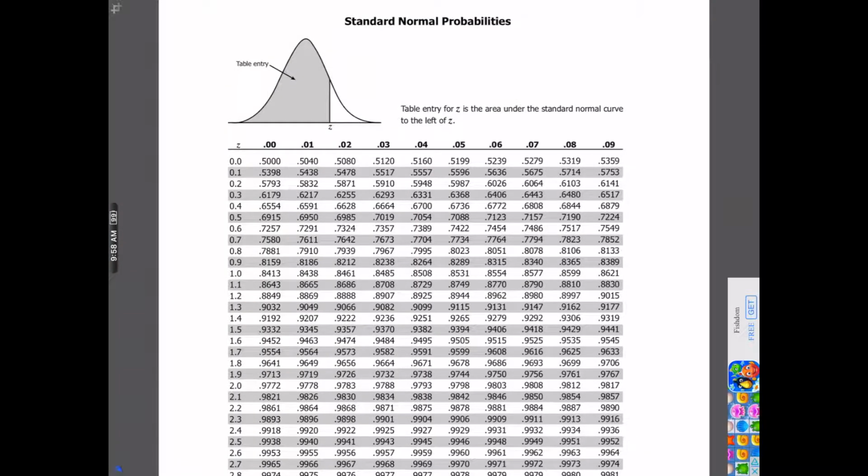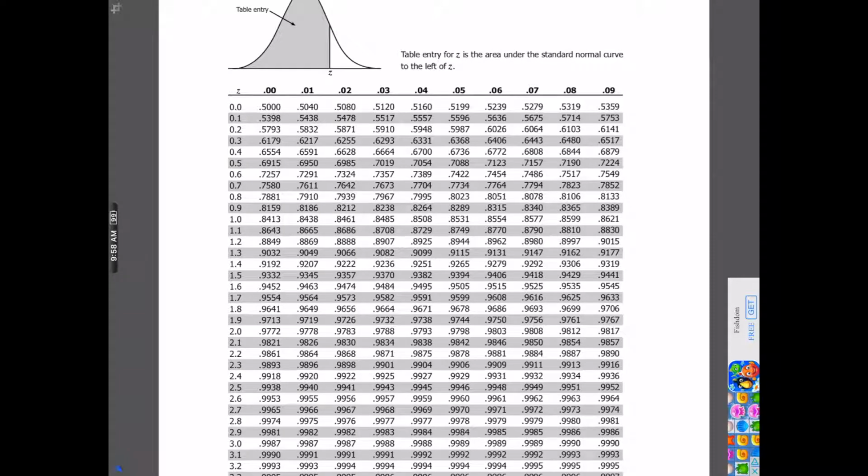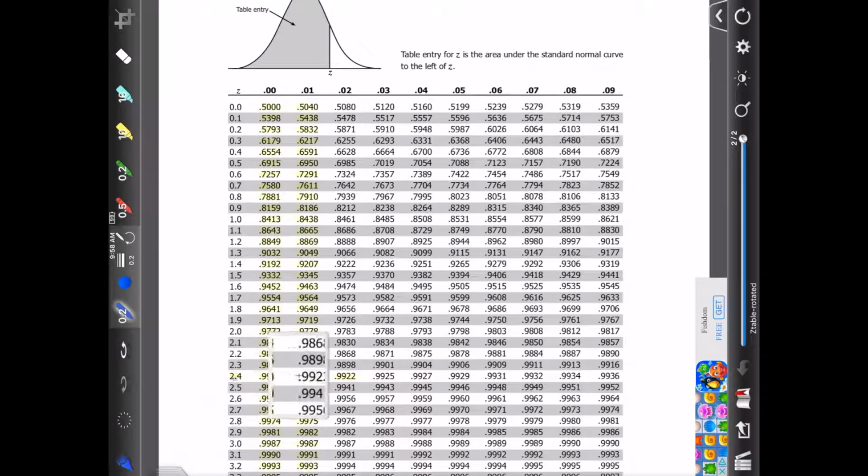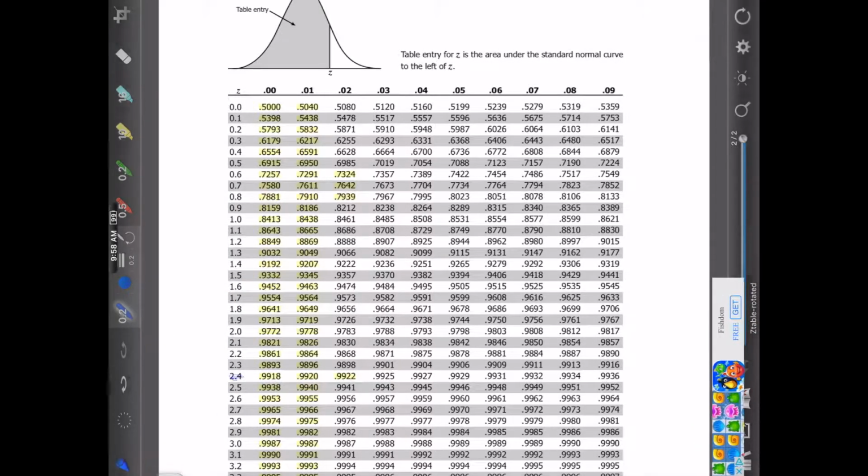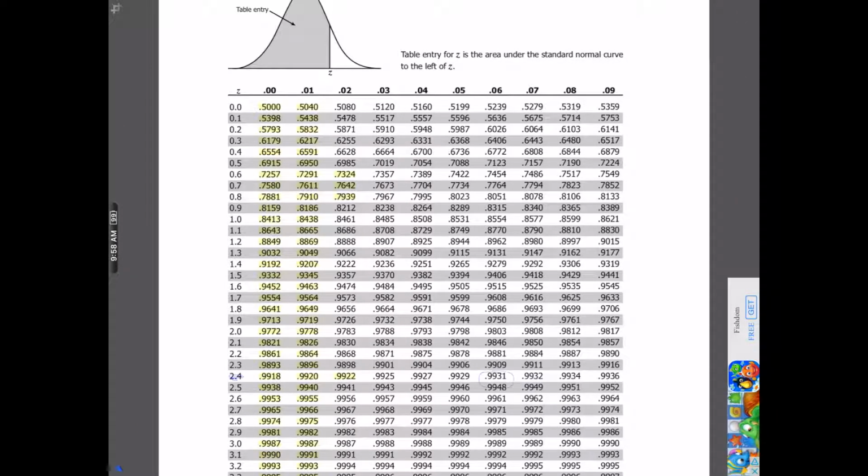Moving over to our table, the first number, the one to the right, was 2.46. So I'll go down to 2.4 and then over to 6, which is going to be right here, 0.9931. And that's my first value. The other one we had to look at was 0.57. So I'll go down to 0.5 and then all the way over to the 7 to get 0.7151.